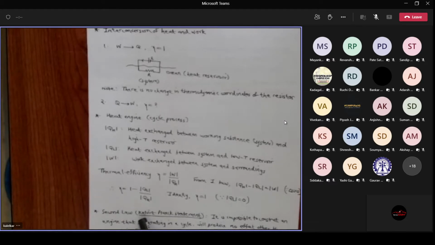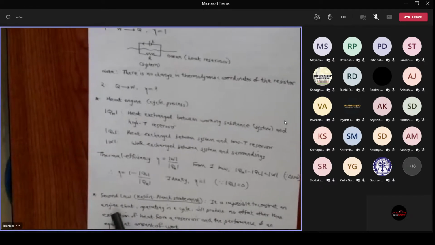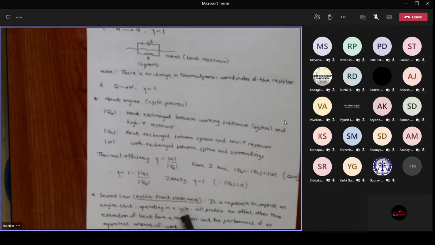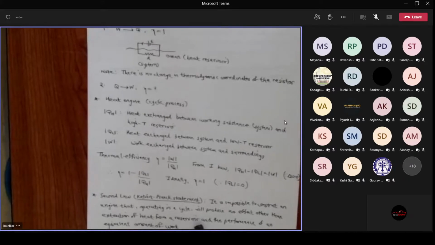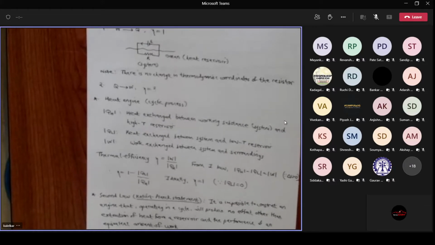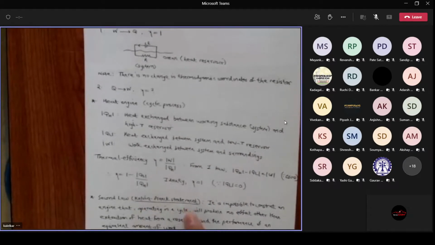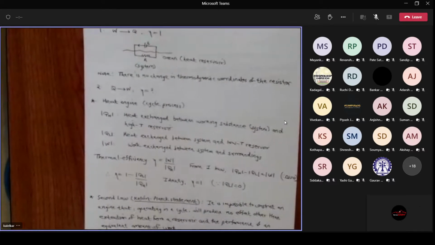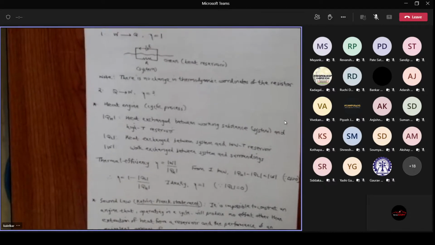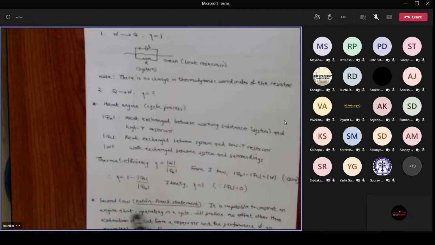However, you have the second law, or the Kelvin-Planck statement, which says it is impossible to construct an engine that, operating in a cycle, will produce no effect other than extraction of heat from a reservoir and the performance of an equivalent amount of work. So this process is impossible because this involves rejection of heat to the low temperature reservoir. What this statement says is you cannot make an engine which takes heat from a high temperature reservoir and converts that heat 100% into work without rejecting any heat to the low temperature reservoir. That is impossible.